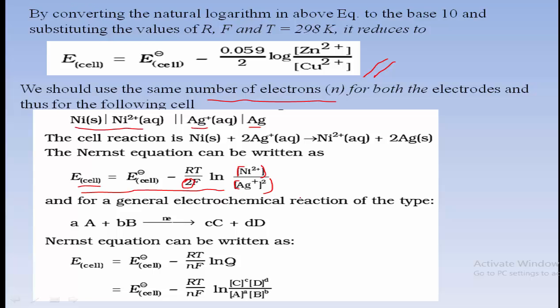And for a general electrochemical reaction of the type aA plus bB gives cC plus dD, the Nernst equation can be written as standard electrode potential value minus RT divided by NF ln Q, where Q is concentration of C raised to c, concentration of D to the power d, divided by concentration of A and concentration of B to the powers a and b. Okay, so remember this formula, just simply remember these forms. 0.059 divided by N log oxidized form divided by reduced form. If you remember this, if they give any equation, you will be able to find the cell potential value for a given chemical equation.